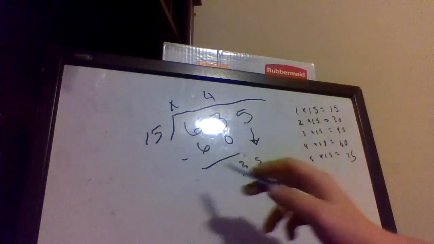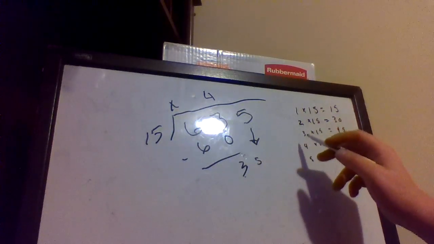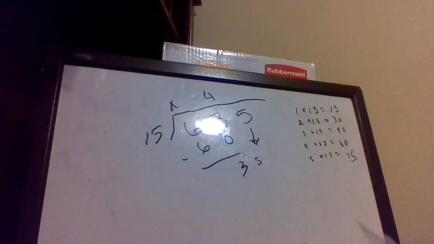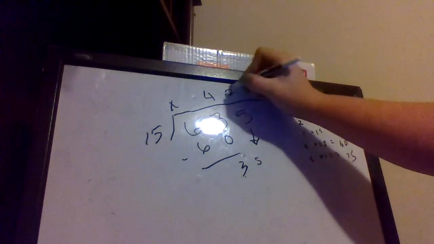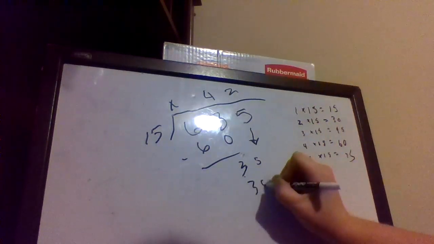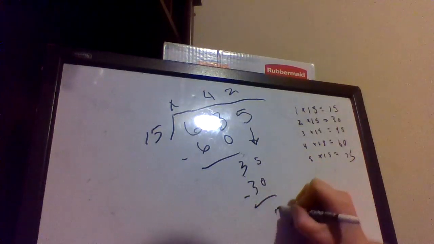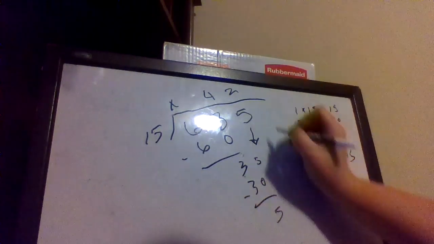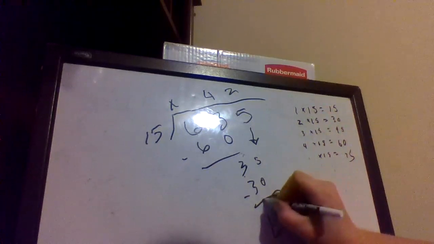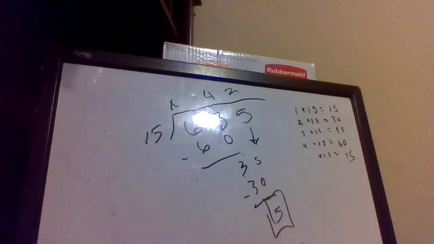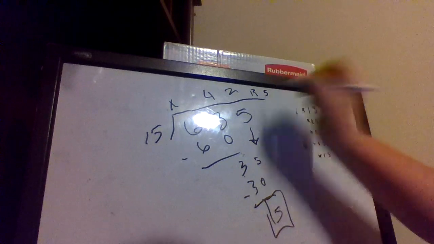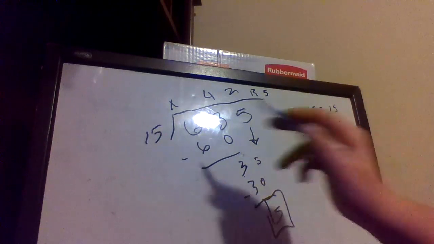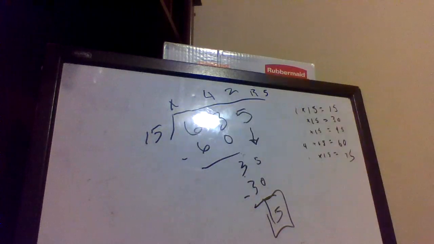Now, 15 goes into 35 2 times. Because 3 times would be bigger. 45 is bigger than 35. We can't do that. So it only goes 2 times. 2 times 15 is 30. And we have a 5 left over. We don't have any more numbers to bring down. So that's our... What do we call that? We call that our remainder. So we put an R5. And that's our final answer. 635 divided by 15 is 42 remainder 5.